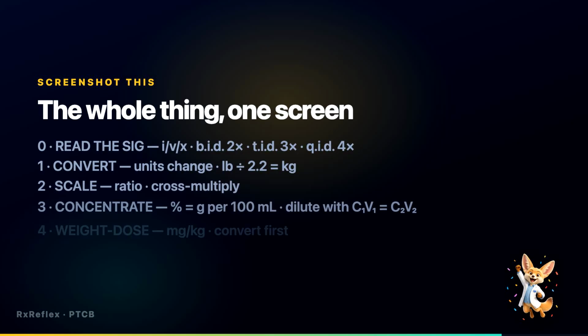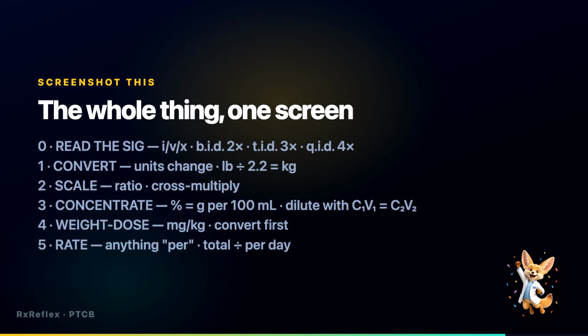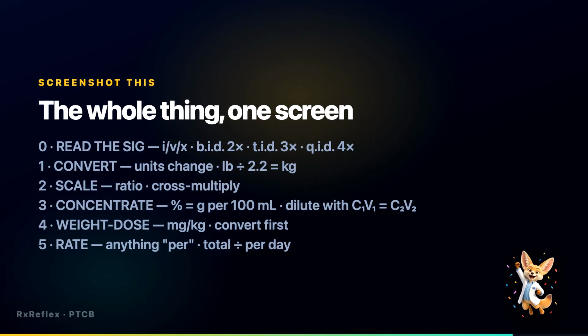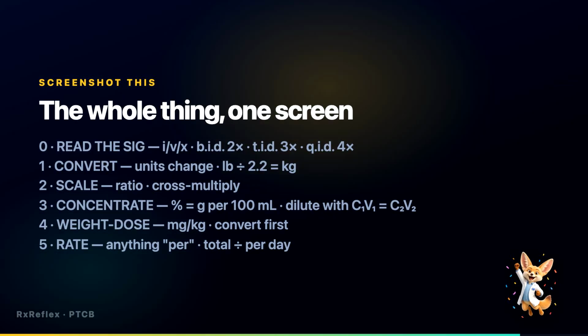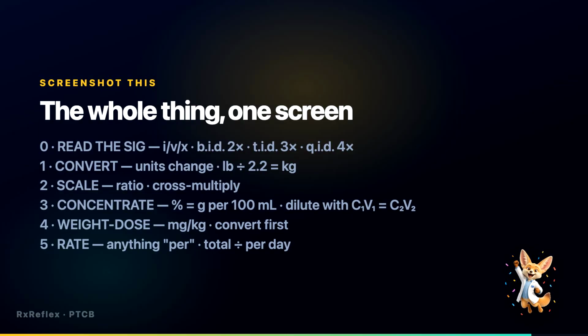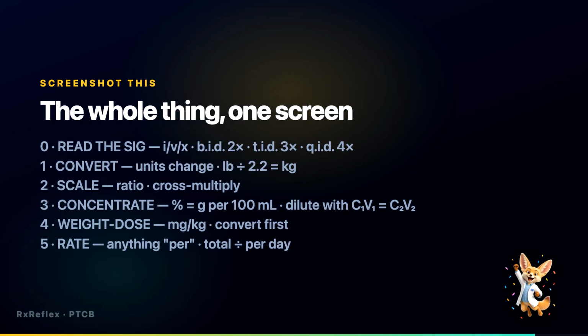So there it is, the whole thing on one screen. Step 0, read the SIG. Then convert, scale, concentrate, weight dose, and rate. Screenshot this one. Next time you open a practice question, don't start calculating. Read the SIG, name the type, then do the math. That one habit is what turns exam math from something you dread into something you recognize.